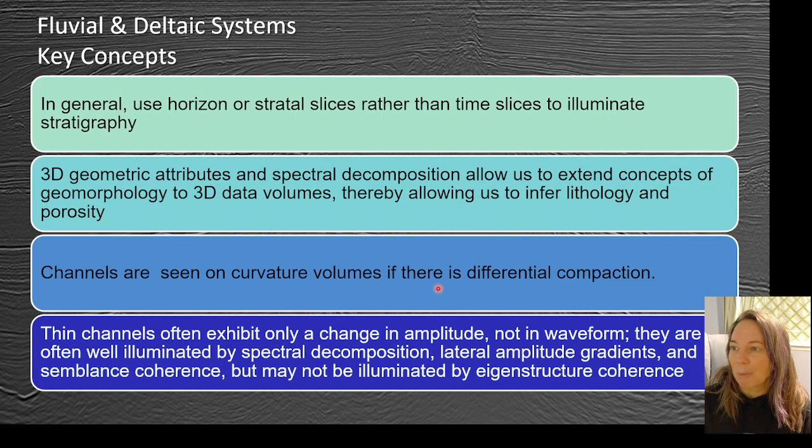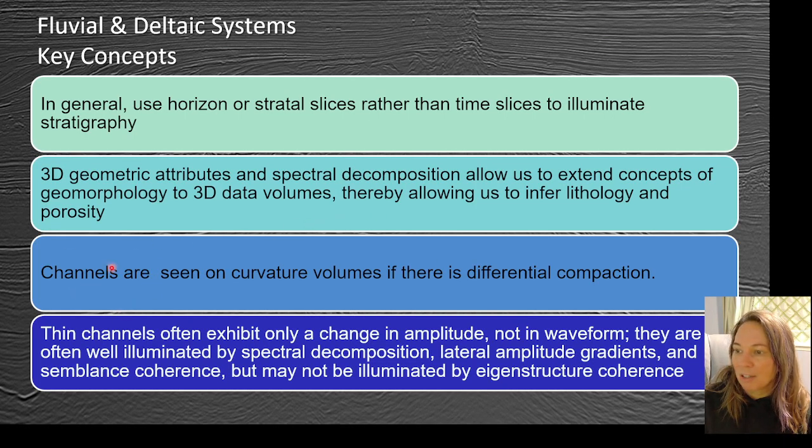And so just to wrap up, these were just some very quick examples. But in general, you can notice that I used a lot of horizon and straddle slices rather than time slices to illuminate the stratigraphy of these systems. That's because you want to account for the dip. 3D geometric attributes, so coherence and curvature, were the main ones that I showed, and then there were a few examples of spectral decomposition. These are the main attributes that really help with fluvial channel discrimination in seismic data.